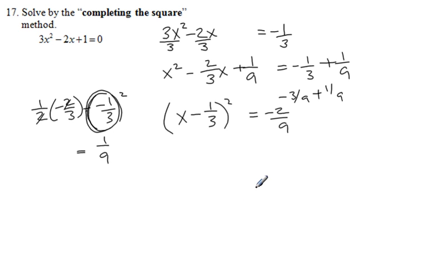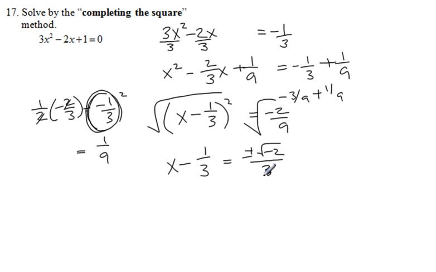Then we want to take the square root of both sides using the square root property. Take the square root of both sides, and that will give me x minus 1/3 equals plus or minus square root of negative 2 over 3. We'll write that in imaginary i form, and then I'll have x equals, add 1/3 to both sides, so it's 1/3 plus or minus i square root of 2 over 3.